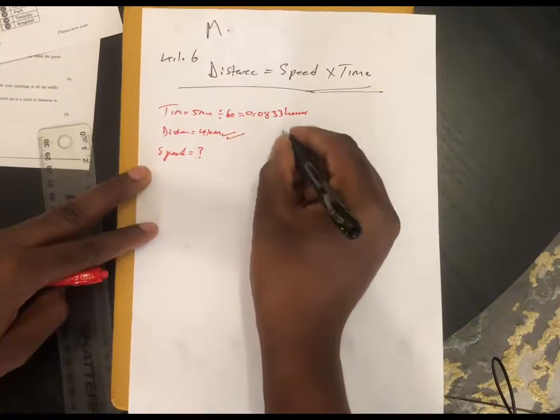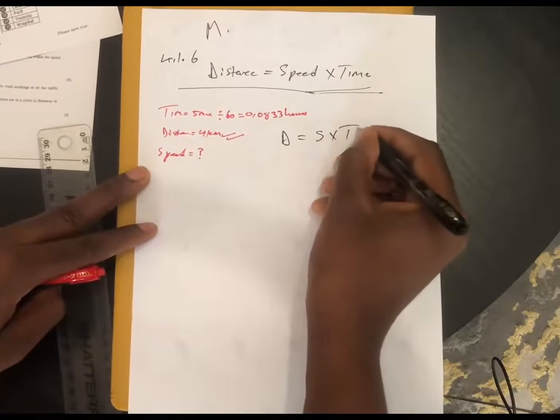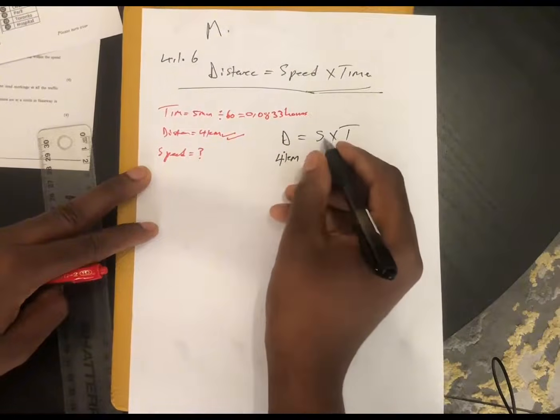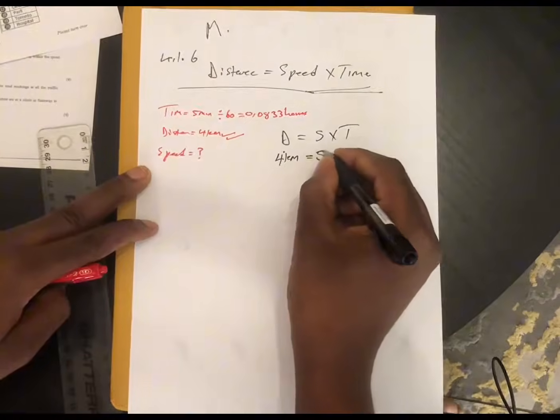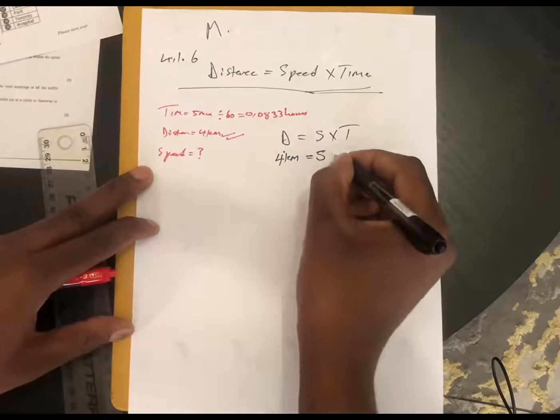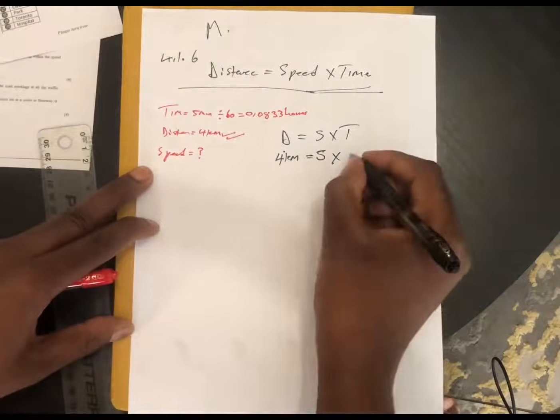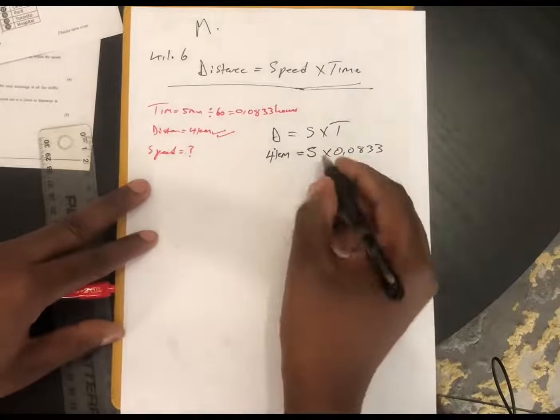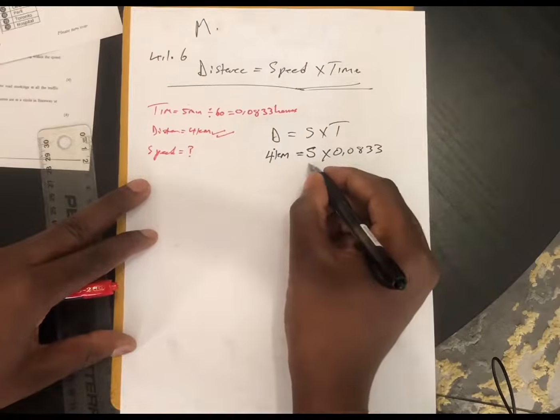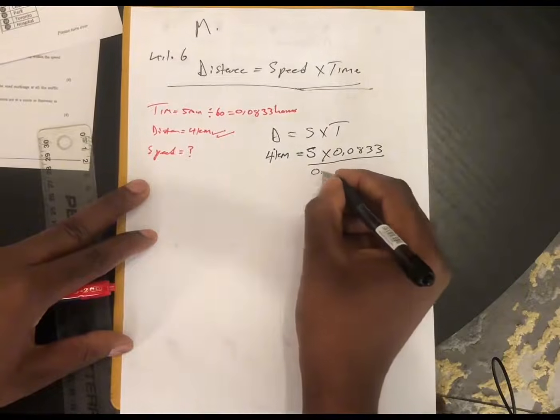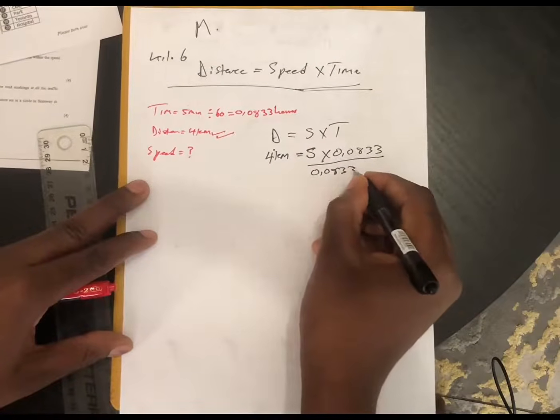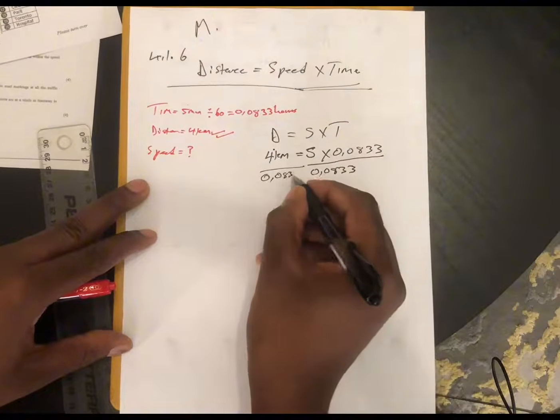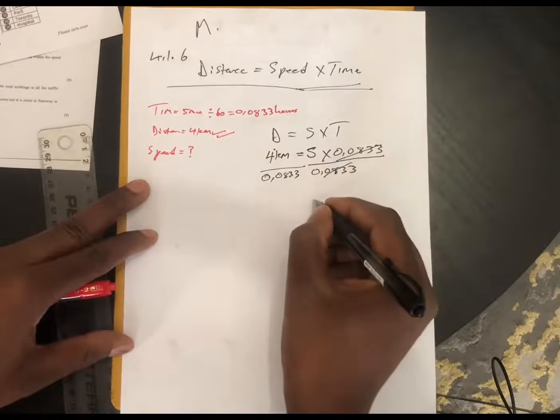So distance is equal to speed multiplied by time. Our distance here is 4 kilometers, which is equal to the speed, which is what we are looking for. We don't have the speed, so you just write it as S, multiplied by time. What is our time? 0.0833. Because we are looking for a speed, we are now just going to divide everything by the time, 0.0833. Divide by 0.0833. Then this and this will cancel each other.